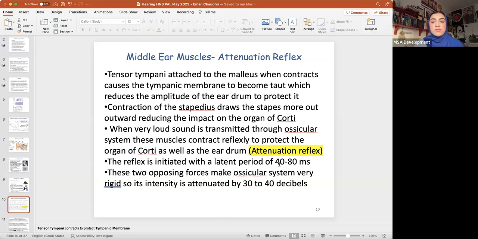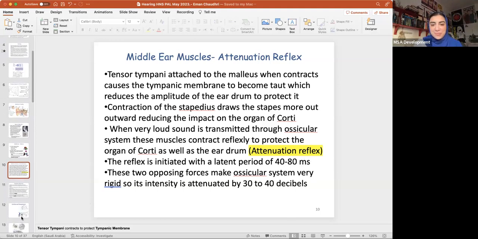This is all happening within 40 to 80 milliseconds. So it's very, very fast. SubhanAllah, it's really, really cool. And it's very important for the protection of your middle ear.